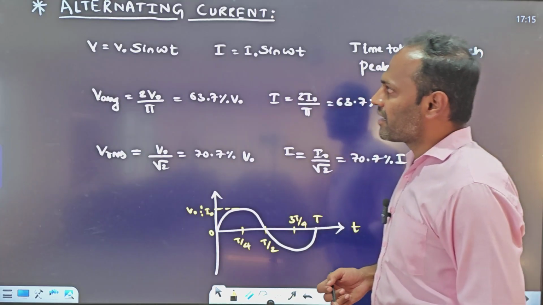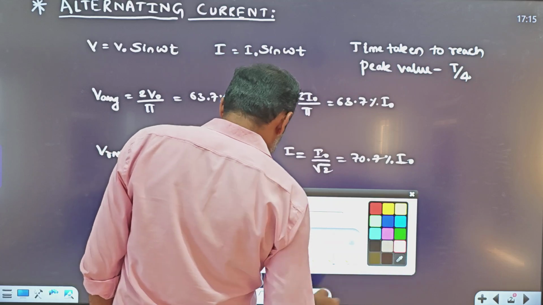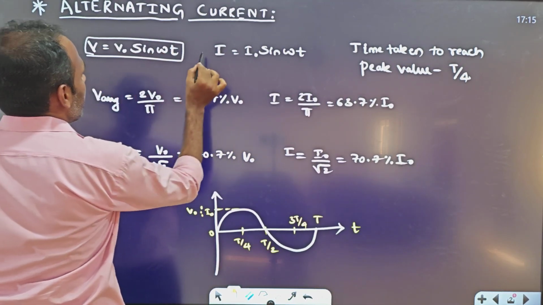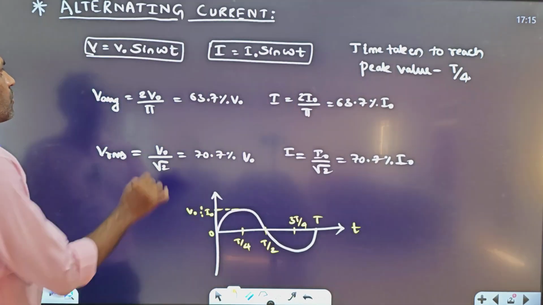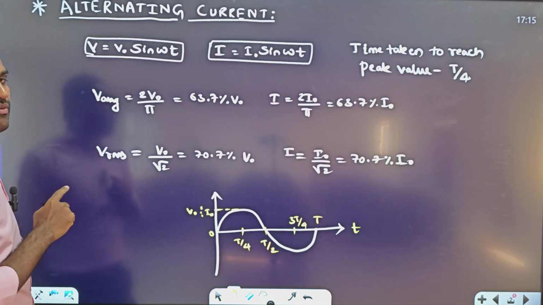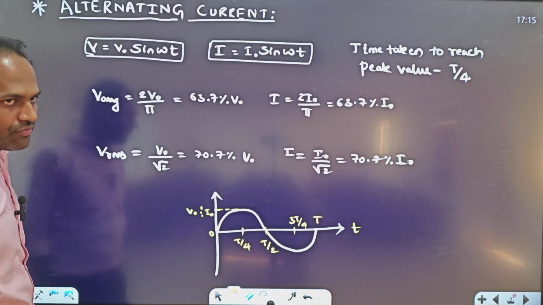Okay, let us start. Alternating current. See, we know very well the instantaneous voltage and instantaneous current are given by V is equal to V naught sine omega t and I is equal to I naught sine omega t. These both are instantaneous values, where V naught and I naught are peak values, right? Peak value means the maximum value of voltage and maximum value of current, right? Omega will be equal to 2 pi f.